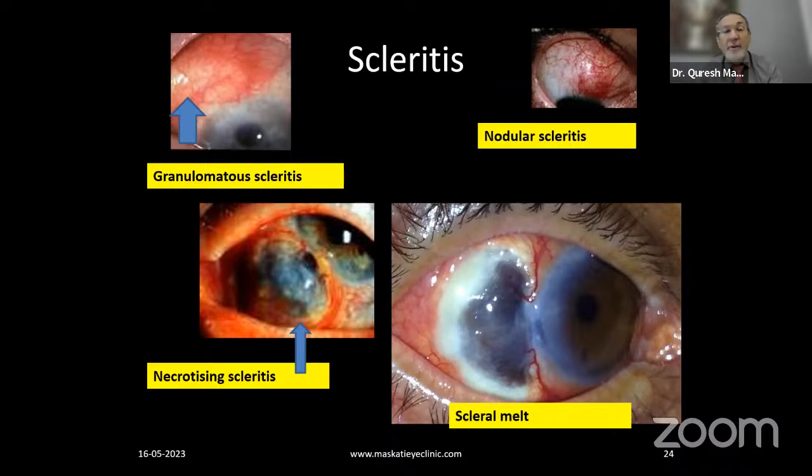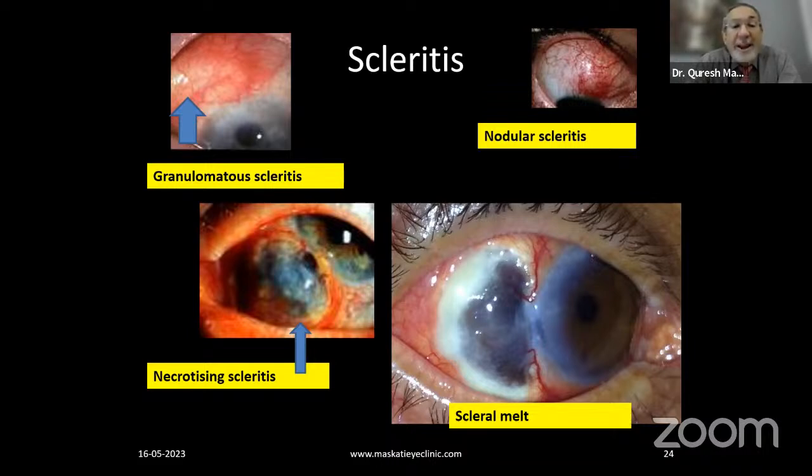So they need the treatment in association with a rheumatologist, and many times they give immunosuppressive agents. So you can see here this cornea is quite clear. In the upper pictures, granulomatous scleritis, there are granulomas, multiple yellow spots that you can see. It could be nodular, just a single nodule, scleritis.